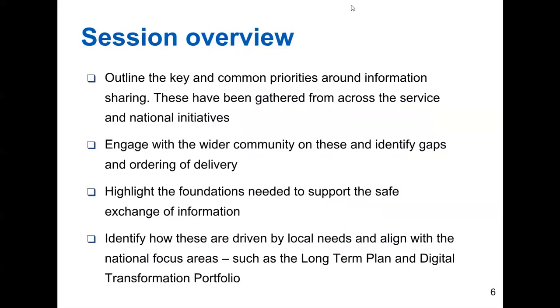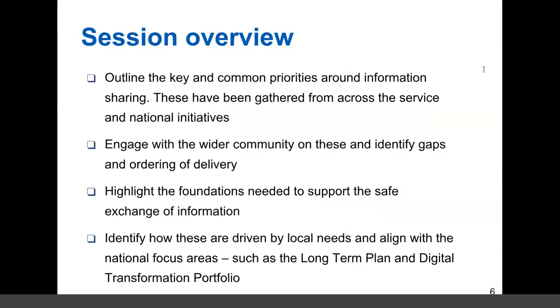That's why we were very keen to have this session with this wide group of stakeholders, with whom we're looking to jointly cover a number of areas. One is the key and common priorities around information sharing and interoperability. Part of that is reflecting what we've already heard from the service, be it the PRSB, CCIOs or CIOs, but then testing it out with yourselves: what have we heard, what have we learned, and more importantly, how do we build upon this journey.